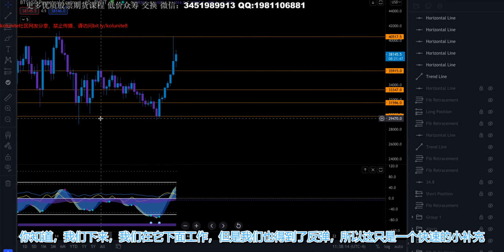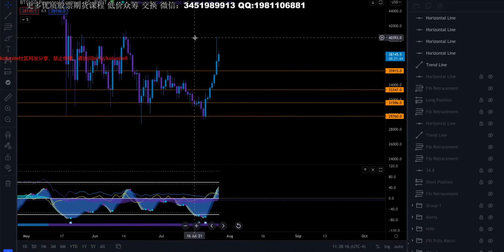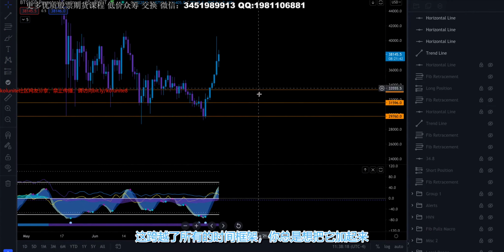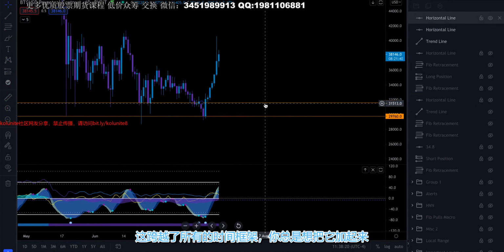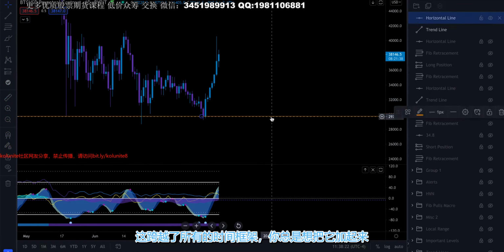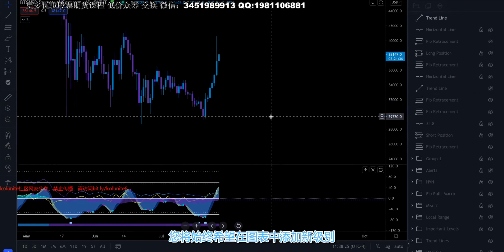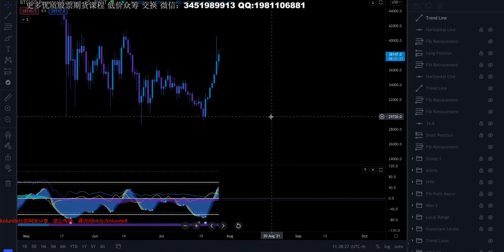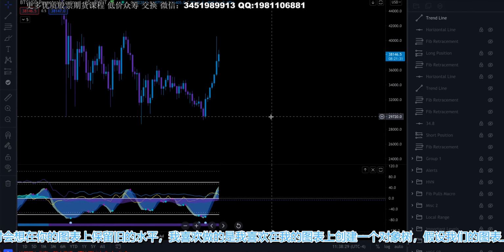So that's just a quick little addition to the support and resistance level. This goes across all time frames. To sum it up, you will always want to add new levels to your chart. You will sometimes want to keep old levels on your chart.